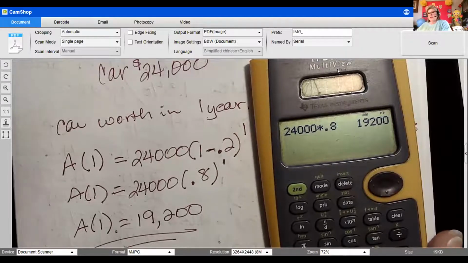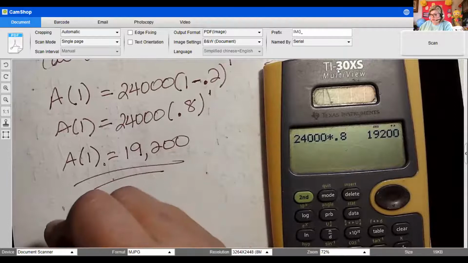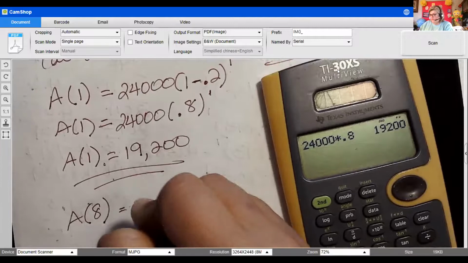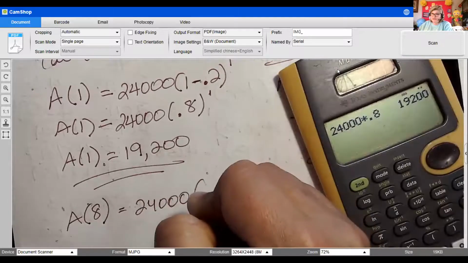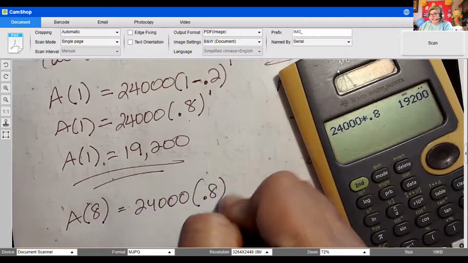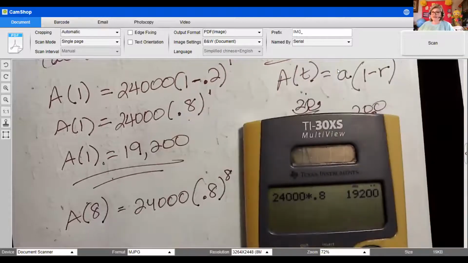Now, I'm curious, we talked about Bernice in my last video, which is my car. I bought her in 2012, and this is 2020, so that means I've had Bernice 8 years. If Bernice cost $24,000, how much is she worth now? So 24,000 times 0.8, given this decay model, 0.8 raised to the 8. Ooh, this might be scary.